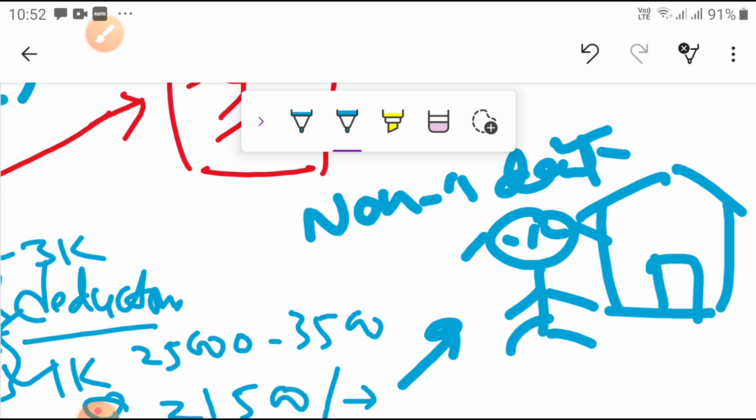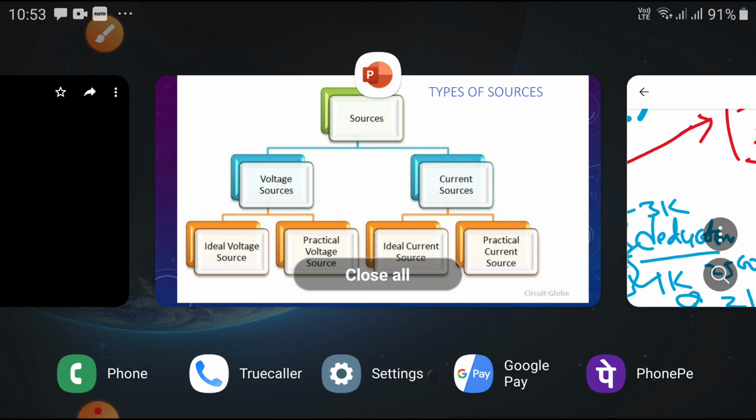Similarly, even in our circuits, we have two types of sources. One is the ideal source, and the other is the practical source, or we can say the non-ideal source. So what are those characteristics? We will see. Now you can see.